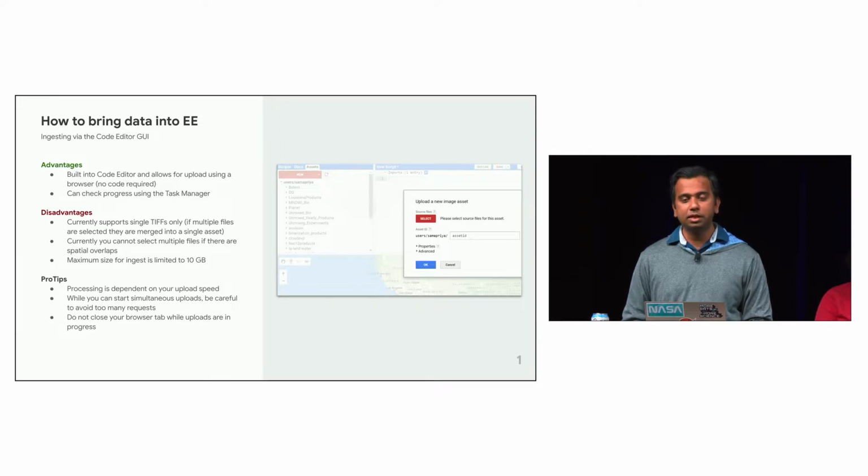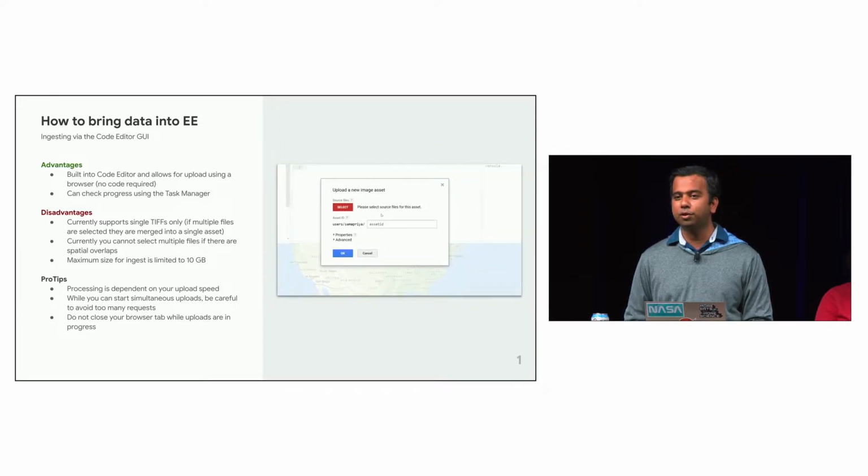Some of the pro tips that I wanted to share with you, these are examples, lessons learned from the community catalog, includes processing is dependent on your upload speed. Keep in mind that when you are reporting on internet speed, it consists of 2 things, upload and download. Make sure you have a good upload speed.